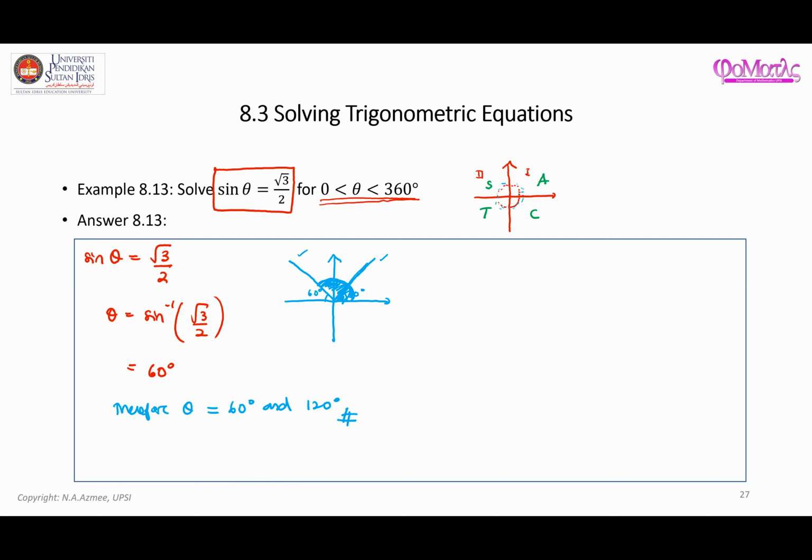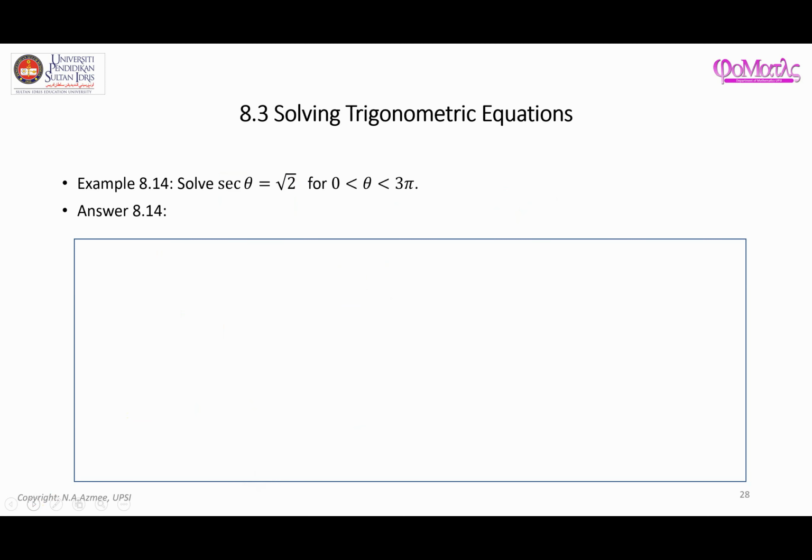Okay, next, solve secant theta is equal to sec 2 for theta between 0 and 3 pi. So if you convert this into degrees, if you are comfortable working with degrees rather than radians, by all means you can do that. For example, I am more comfortable working with the degrees, so I'm just going to convert this into 0 degrees, and this is going to be 3 times 180 degrees, so that will be 540 degrees.